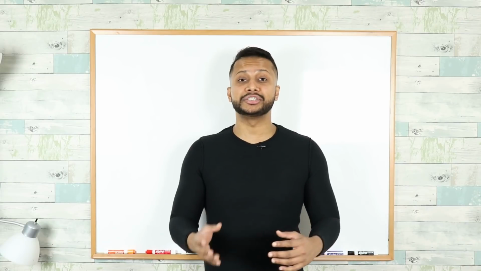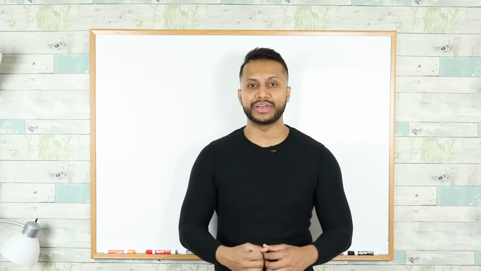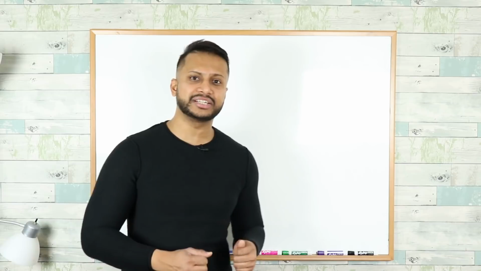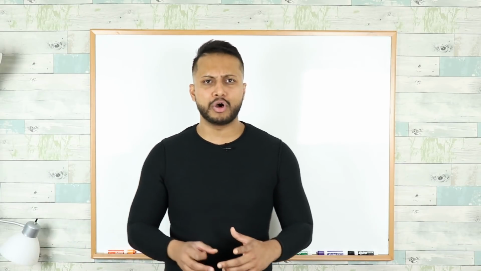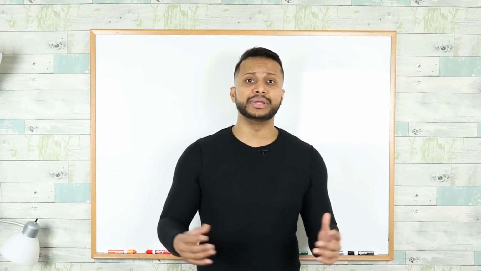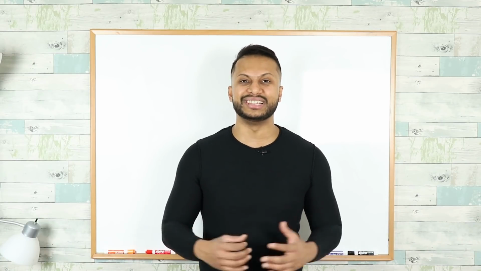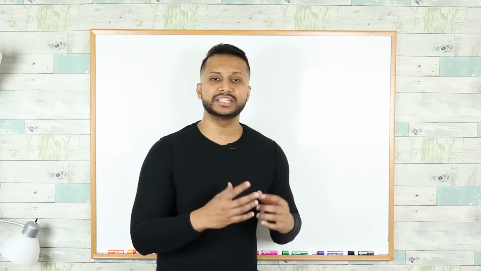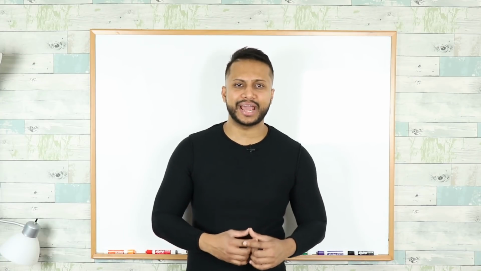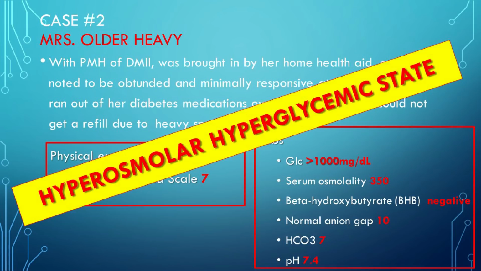And on labs, you see that she has a blood sugar level greater than 1000, and she also has an elevated serum osmolality level. However, her pH appears to be normal at 7.4, and her beta hydroxybutyrate is not even detected. And when you put all of these things together, what do you think this patient has? She's got another condition that we call HHS, which stands for hyperglycemic hyperosmolar non-ketotic coma.